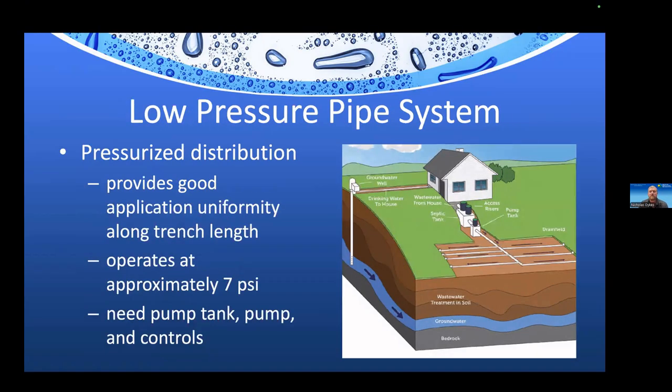The next example, let's look at a low pressure pipe system. With low pressure pipe systems, we're using a secondary tank, that pump tank, to provide a nice, good, uniform application of the effluent across a nice wide area. These operate at approximately 7 psi. With these, you do have a pump tank, pump, and controls, and anything with electricity and moving parts is going to break eventually. It's just a matter of when. So there is some more maintenance to these. These also need to be flushed, and pressure set on them as well.